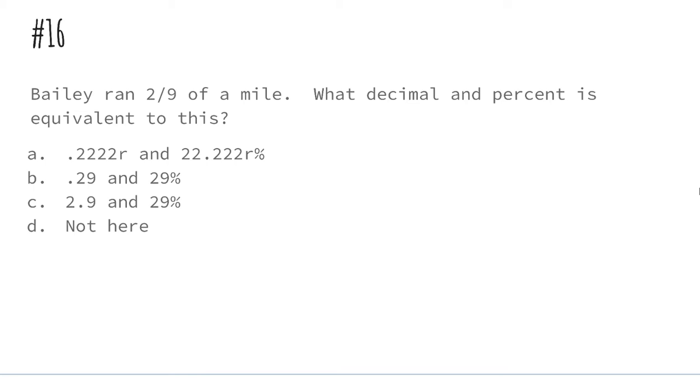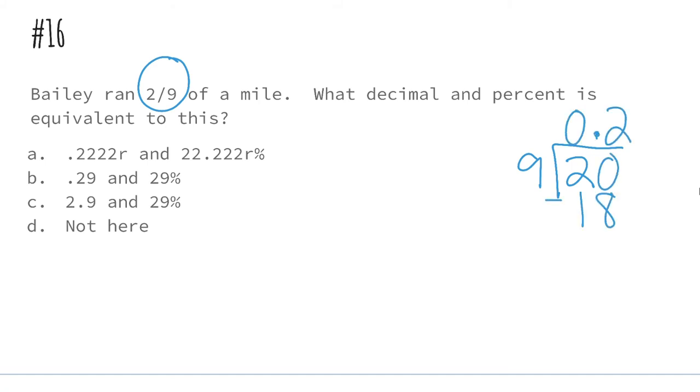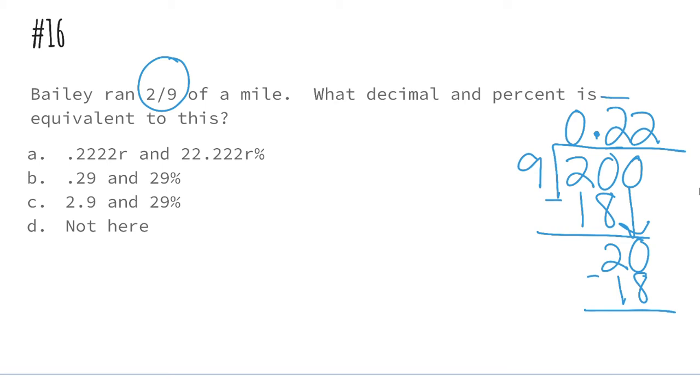Okay, Bailey ran 2/9 of a mile. What decimal and percent is equivalent to this? Okay, so if I'm doing a decimal, this is a benchmark fraction, so y'all should know. Remember, we take the top number and it's repeating. Or if you didn't know, we could come over here and do it. Numerator in, denominator out. 9 does not go into 2, but 9 can go into 22 times, which is 18. Bring down the 0. And if you notice, I'm just going to keep getting 2. It's repeating. So this is repeating, like we said.